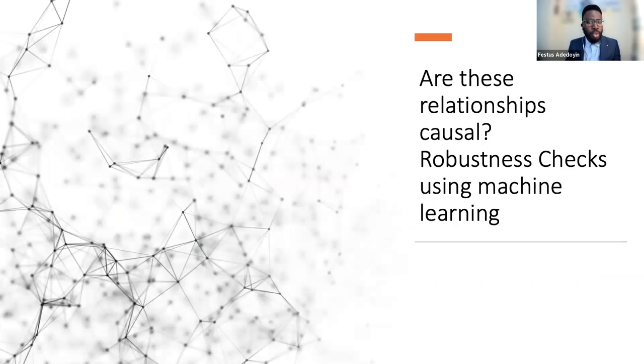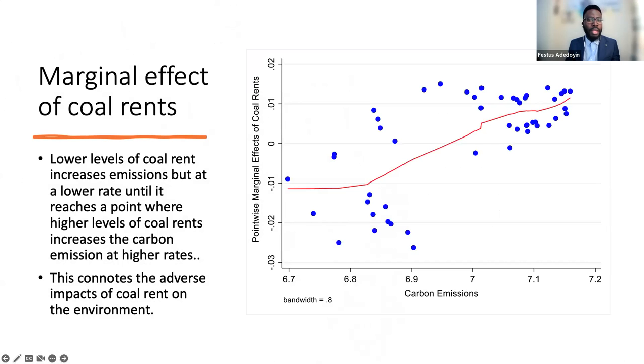And in terms of robustness checks, again, we always argue, is this reliable? Can we depend on these results? Are these just mere estimations? Or how do we best understand these marginal effects? And then we now go into the various marginal effects.